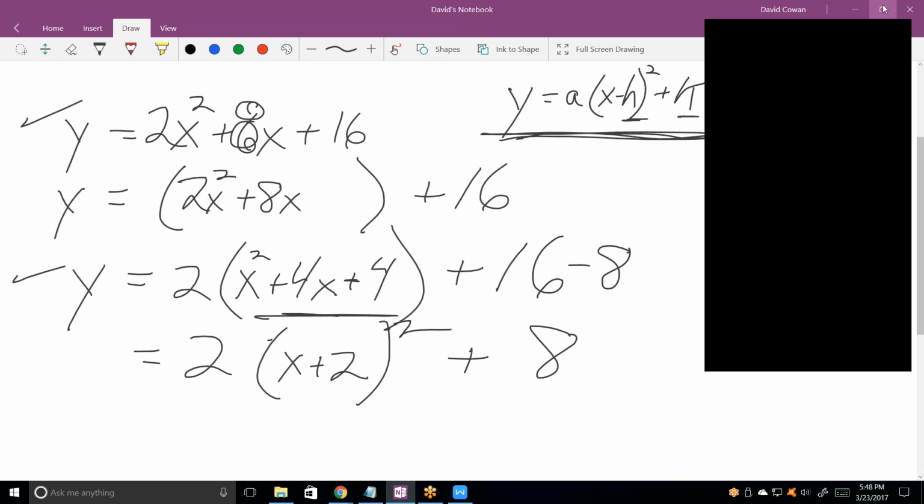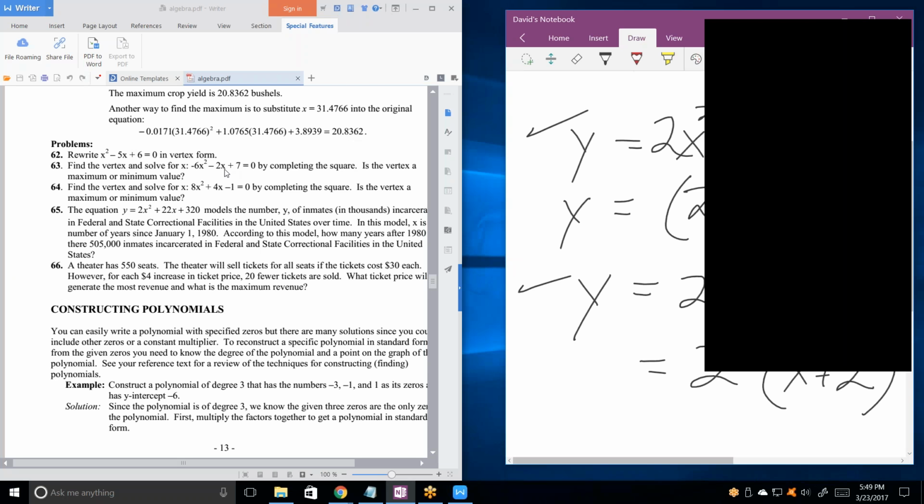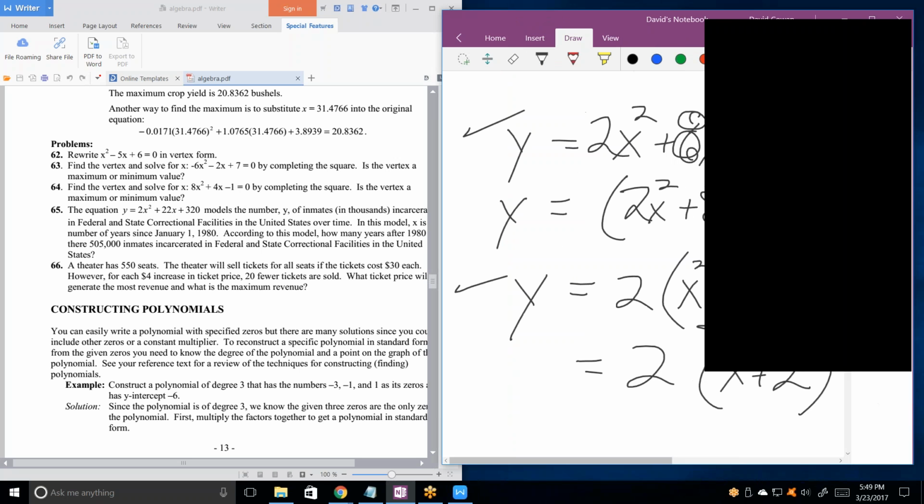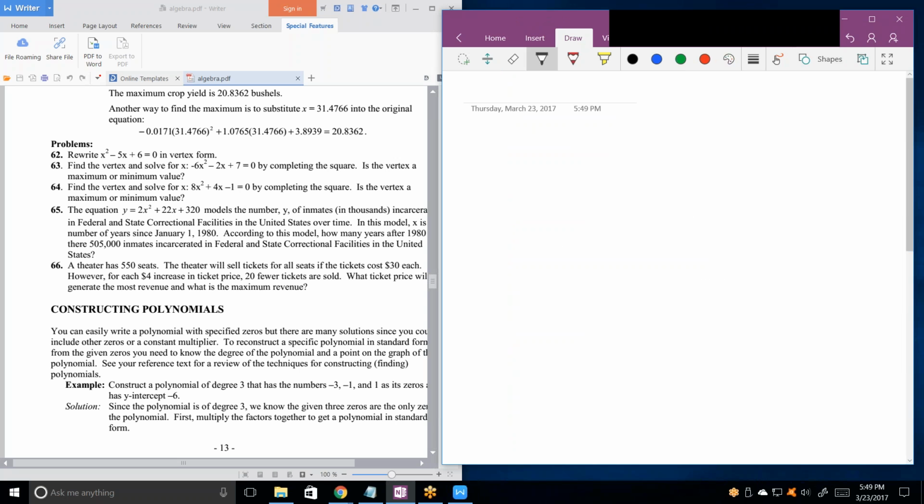All right, let's see what else they got here. Okay. So this equation is y equals minus 6x squared minus 2x plus 7. Find the vertex by completing the square, and I'm going to find the vertex by putting it into vertex format.